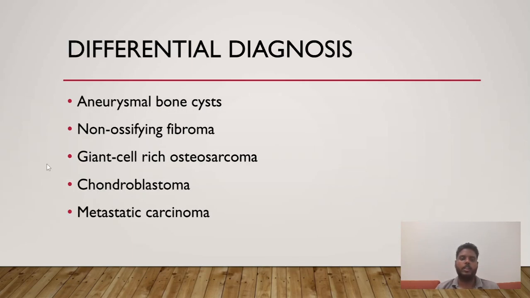Coming to the differential diagnosis, a person can make a differential diagnosis based on the type of tumor, and basically the person can assume that it can be an aneurysmal bone cyst, a non-ossifying fibroma, or a giant cell rich osteosarcoma, which is malignant, a chondroblastoma, and at the same time metastatic carcinoma, which can metastasize to other parts of the body like the bones and the organs.